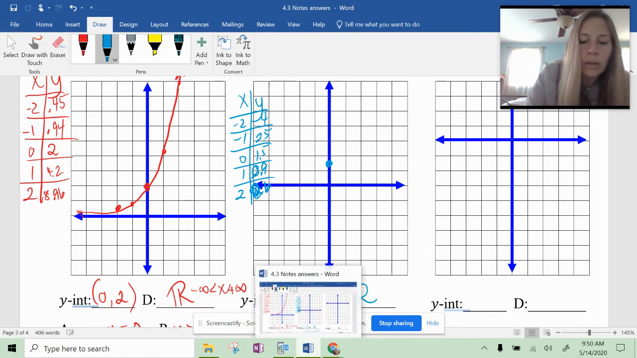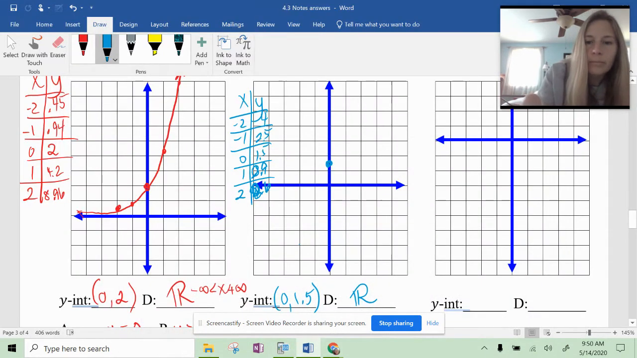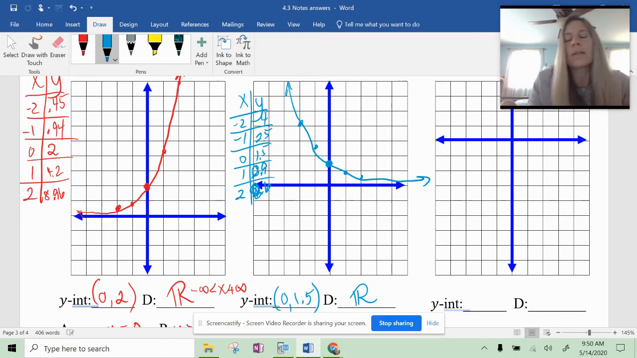Okay, 0.6. All right, so -2 and... or wait, hold on a minute. That's not right. -2 and 4. Okay. -2 and 1, 2, 3, 4. -1 and 2.5. Then we had 0 and 1.5, 1 and 0.9, and then 2 and 0.6. So, whoa, that was really crooked, but you got the idea. That's my exponential decay function.